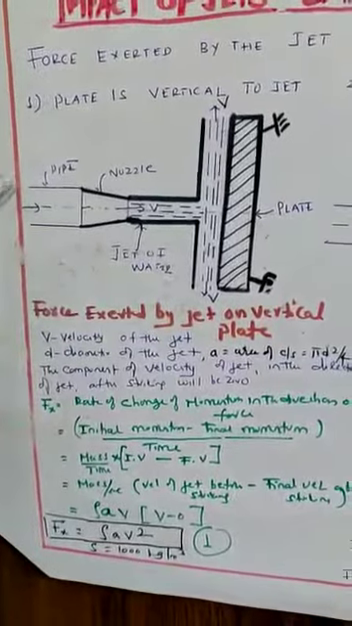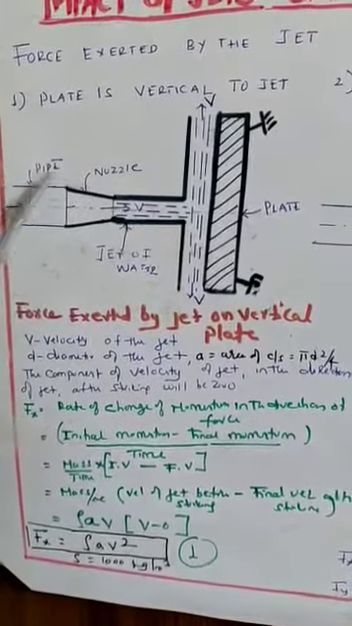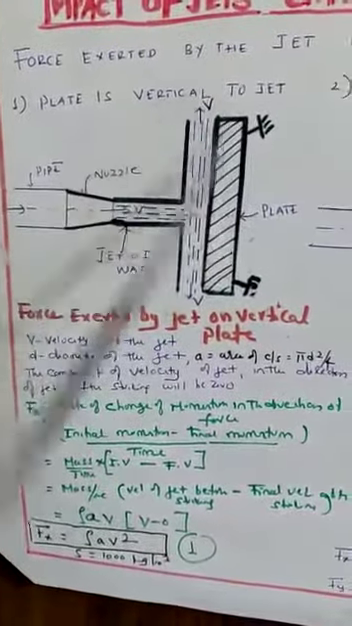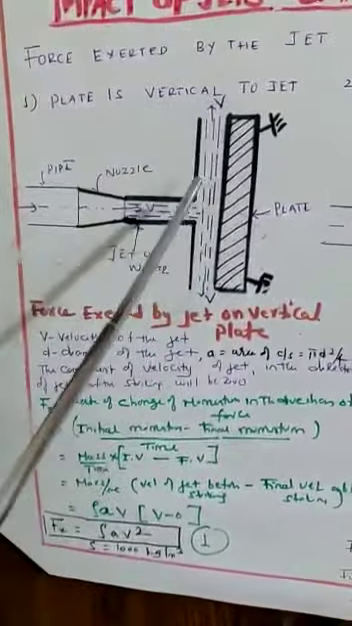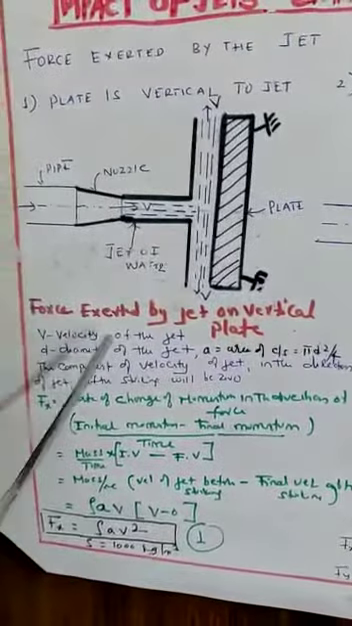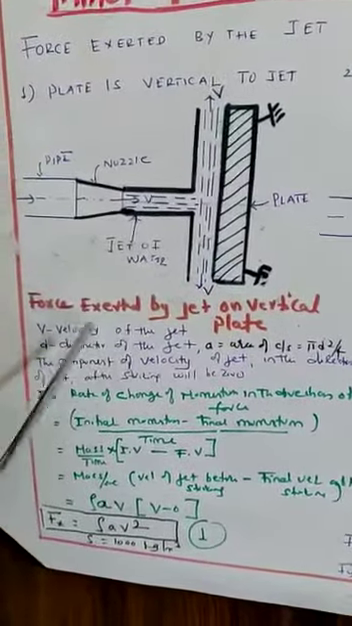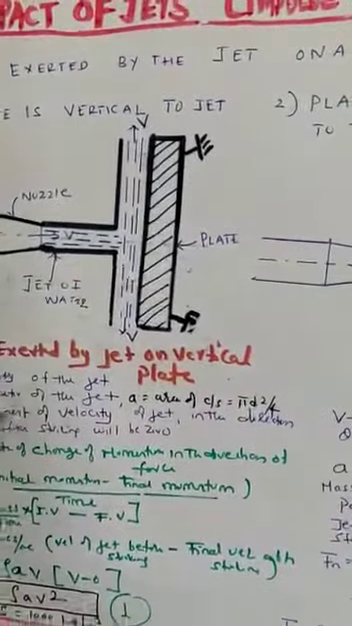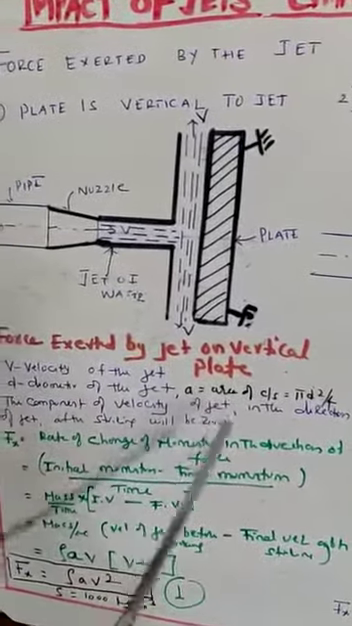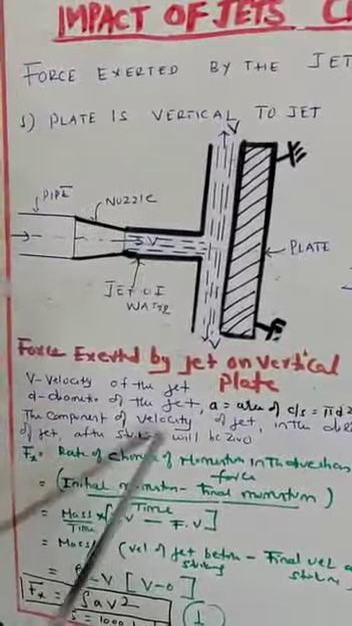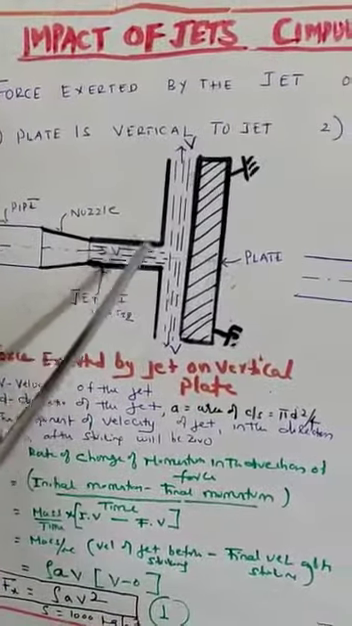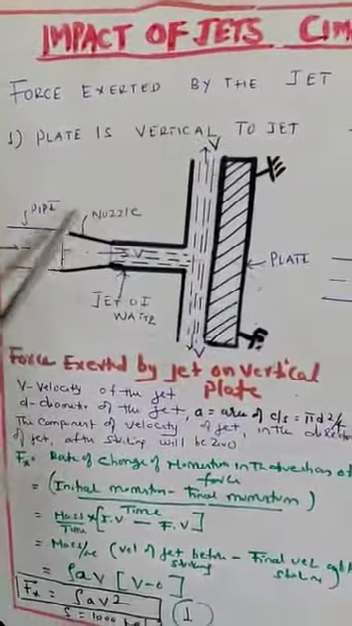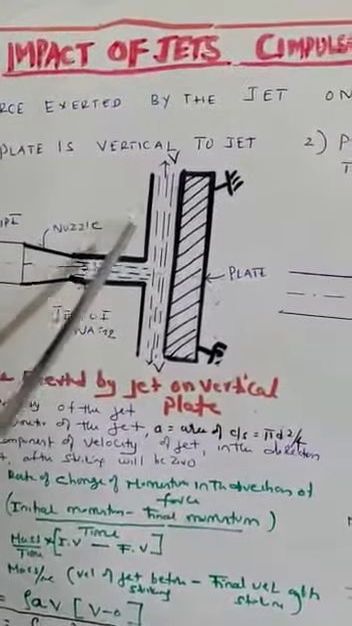We have a pipe connected to a nozzle, and the jet is coming here, and the plate is shown as vertical. In the figure, V is the velocity of the jet and d is the diameter of the jet, from which you can calculate the cross-section area, pi d square by 4. The component of the velocity of the jet in the direction of the jet after striking the plate will be 0, because after striking the plate the jet will be deflected.